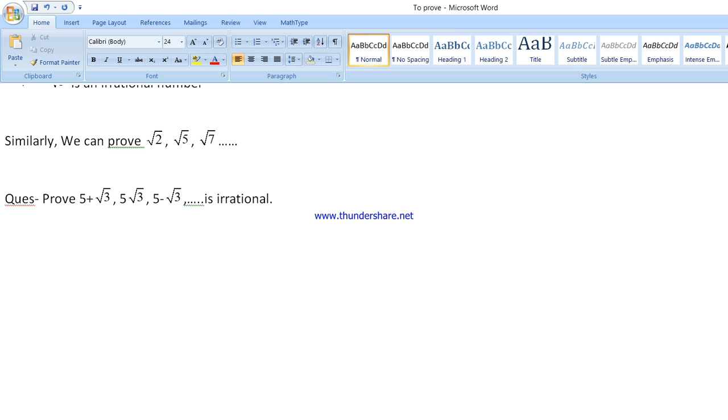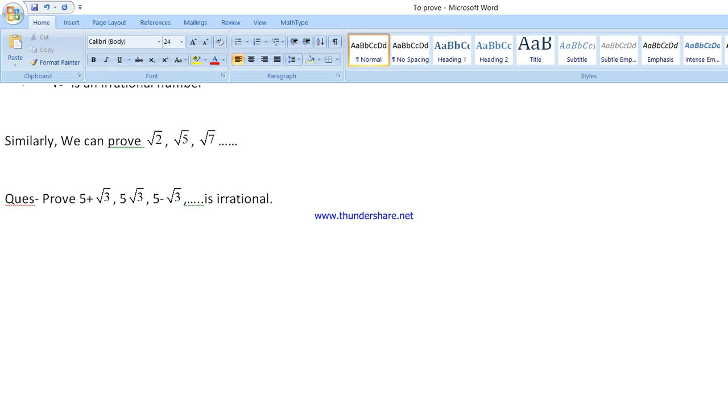Now the proof of this depends upon the weightage of the question. If it is a 1 marker or 2 marker, then we can just write directly that since, for example, I want to prove 5 plus root 3 is irrational, I'll just write that root 3 is irrational. So sum of a rational and irrational will be an irrational number. It's as simple as that. Similarly, if I had to prove 5 root 3 to be irrational, I'll just write root 3 is an irrational number. So the product of a rational and an irrational number would be an irrational number. But this is for a 2 marker or 1 marker question.